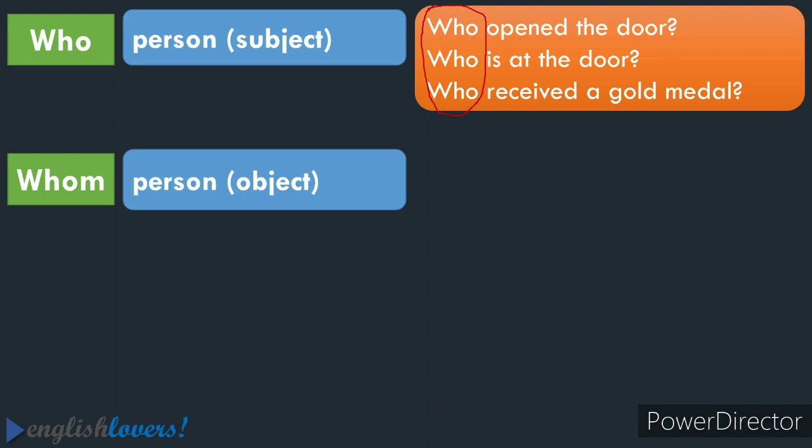Now see whom. Whom is also used to ask for the person, but whom acts as an object in the sentences.